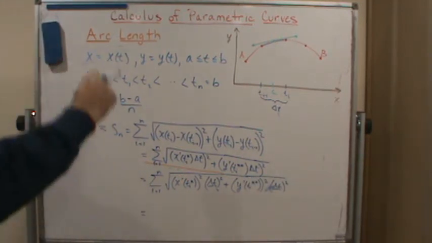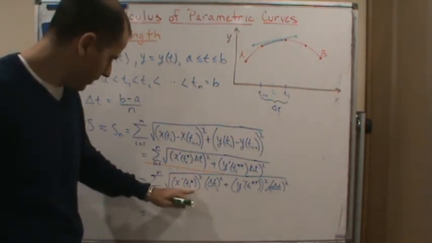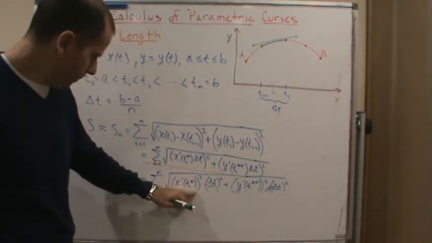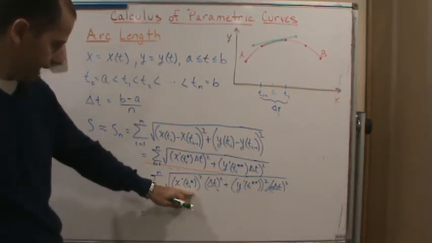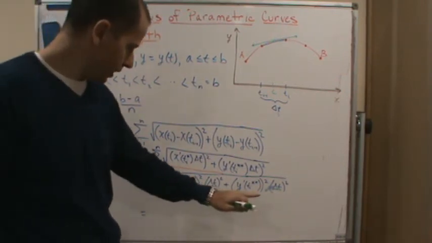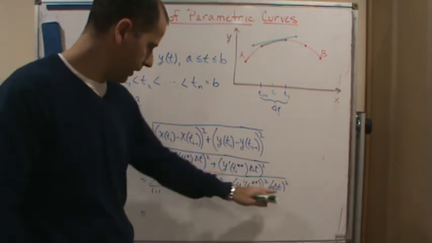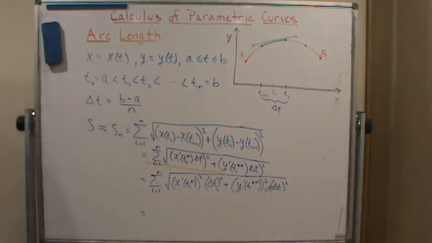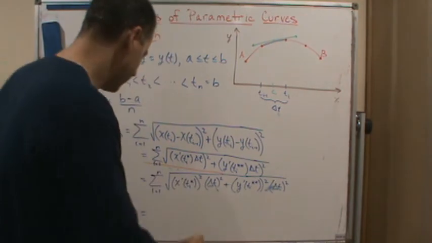Okay, so now here, what happens to this? Well, this is just going to be the derivative of x of t, right? This is going to be the derivative of y of t squared. Both of these are squared. Then we have delta t squared. Well, now what we're going to do is factor out the delta t squared, right? Because it's under the radical, we can factor this out, and what do we get?